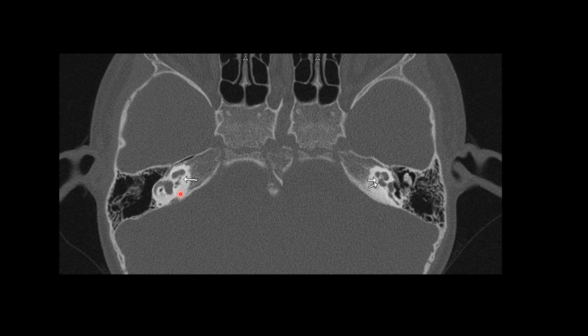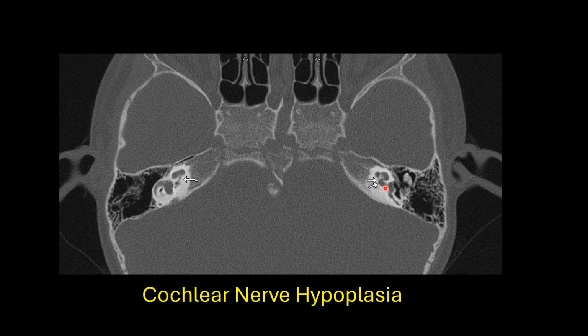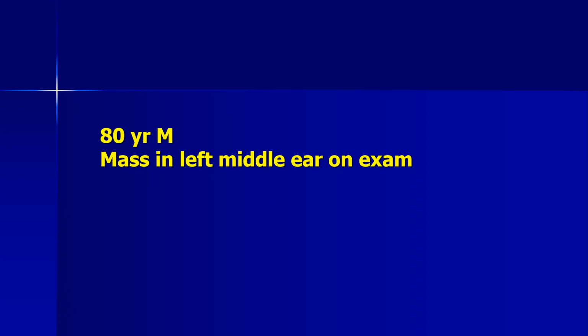Additional CT images also demonstrate the smaller size of the cochlear nerve on the right side, which is visible as this thin gray structure marked by the arrow. If you look on the normal left side, the size of the cochlear nerve is much larger. So this is a case of cochlear nerve hypoplasia, which is a congenital anomaly.